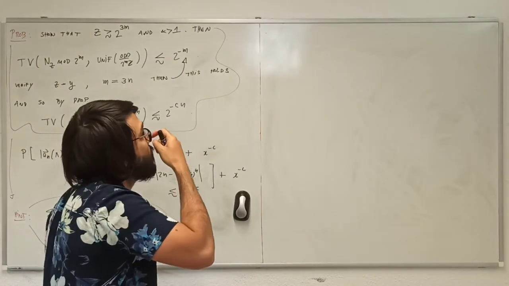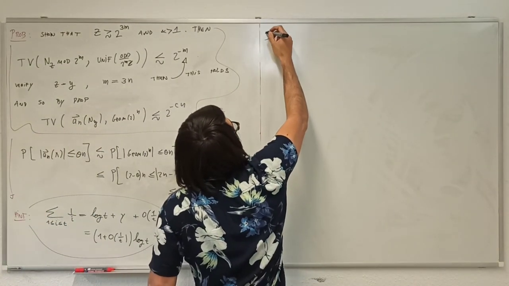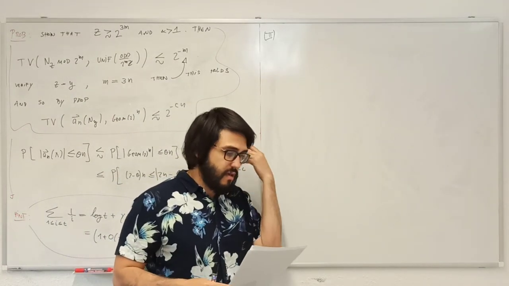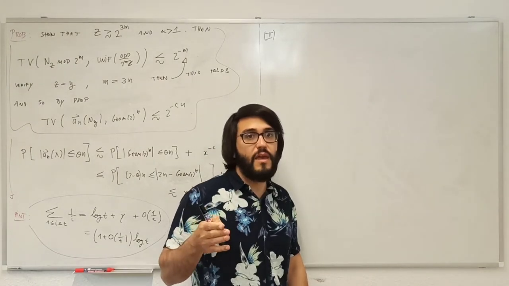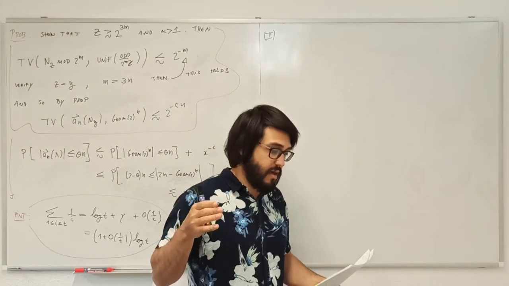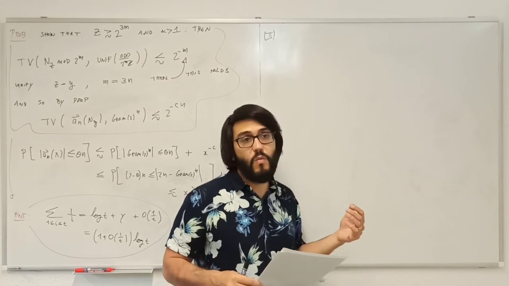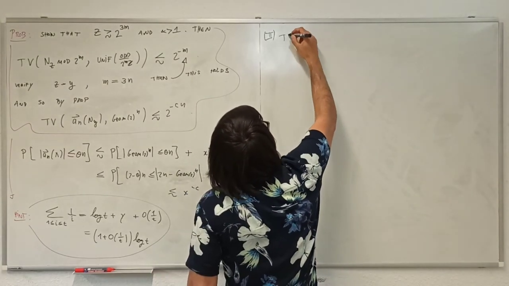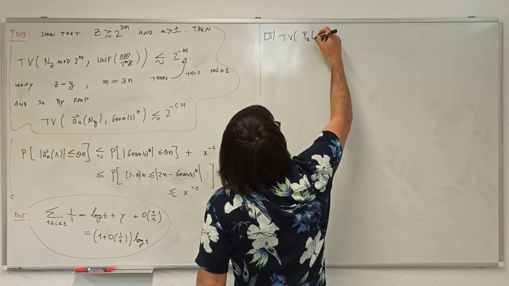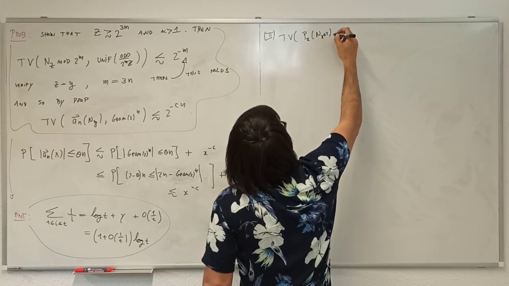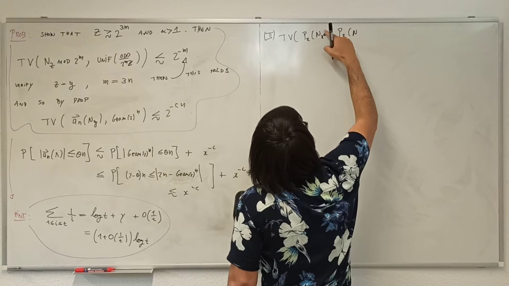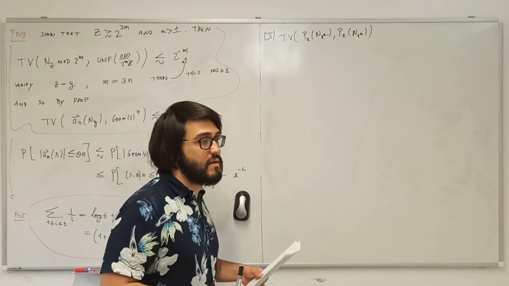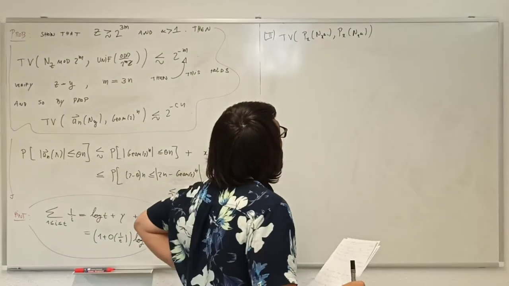So what's the idea? We want to prove item 2. Item 2 is about the total variation between two random variables, P_X of N_y and P_X of N_y, with either y equals x to the alpha or y equals x to the alpha squared. So we want to compute the total variation of these, and that decays like 1 over a power of a log of x, okay?